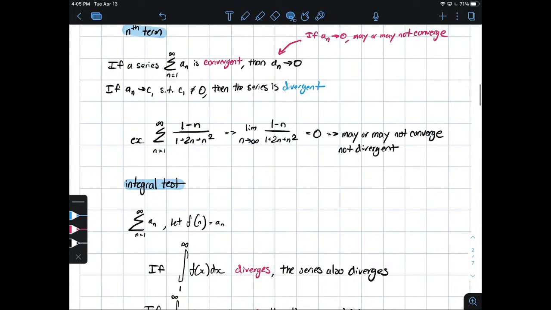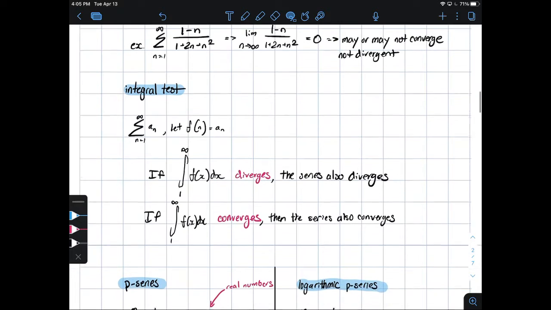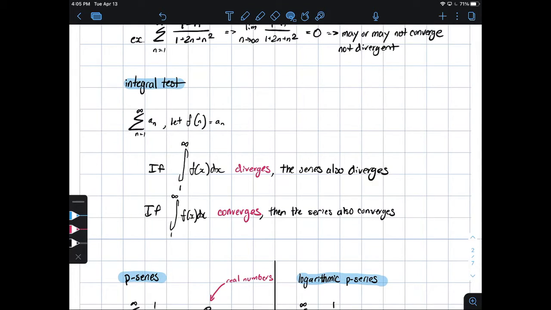Then we have the integral test, and essentially you take the integral of this function, or you make the series a function. And then if the integral diverges, the series diverges. If the integral converges, it converges.